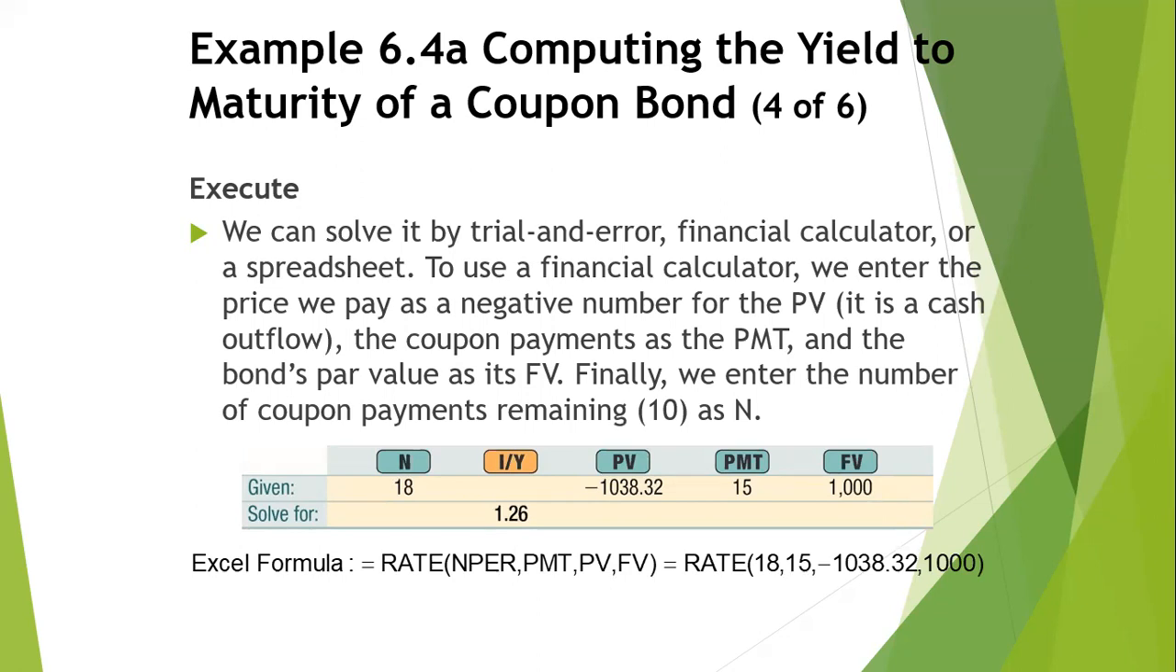To use a financial calculator, we enter the price we pay as a negative number for the PV. It is a cash outflow. The coupon payments as PMT and the bond's par value as its FV. Finally, we enter the number of coupon payments remaining, which is 18, as N. So you see the financial calculator version, and then you see the formula for the Excel spreadsheet that you would use.